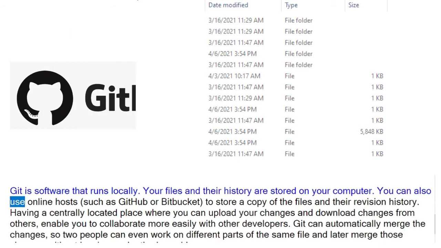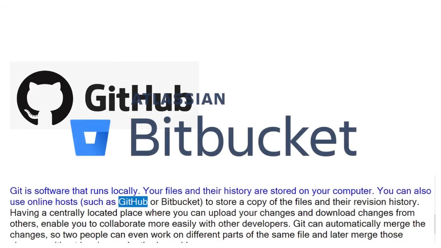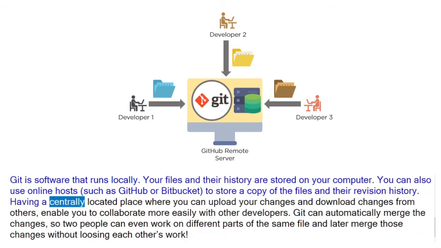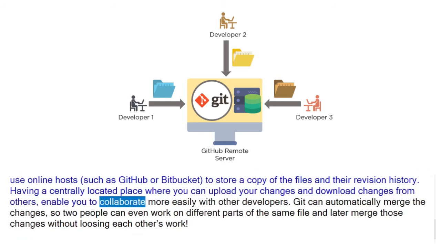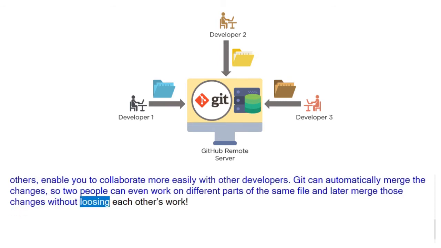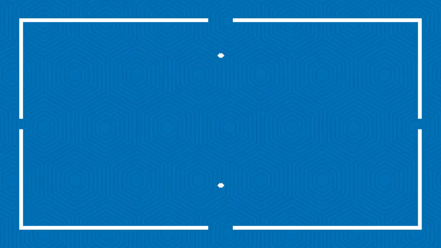You can also use online hosts, such as GitHub or Bitbucket, to store a copy of the files and their revision history. Having a centrally located place where you can upload your changes and download changes from others, enables you to collaborate more easily with other developers. Git can automatically merge the changes, so two people can even work on different parts of the same file and later merge those changes without losing each other's work.